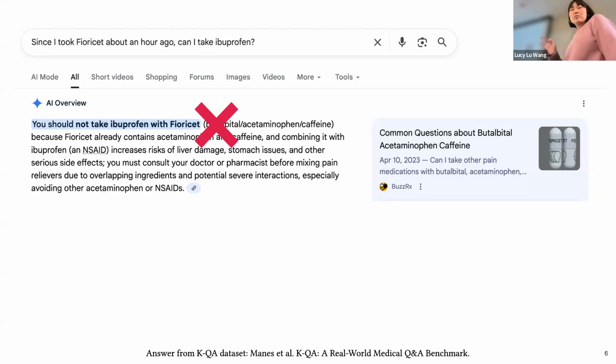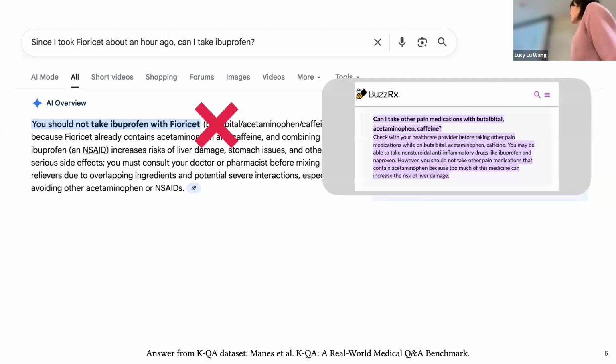Fioricet and ibuprofen are actually not contraindicated. If we click through, there's a citation at the end of this AI overview, and we land on this page at BuzzRx. I'm not sure how trustworthy this site is, but if we read the page carefully, we see that the site discusses a potential negative interaction with acetaminophen, but that NSAIDs like ibuprofen are okay. So what the AI generated in the overview doesn't agree with the source that it is citing here.